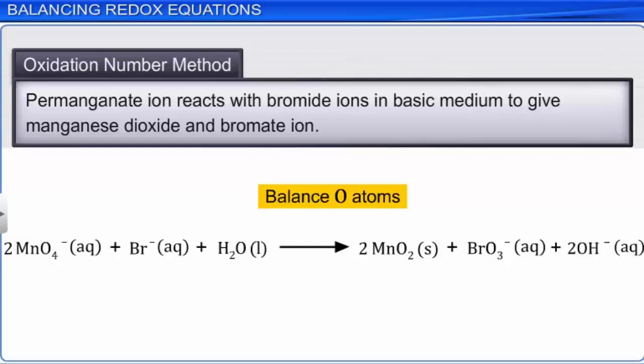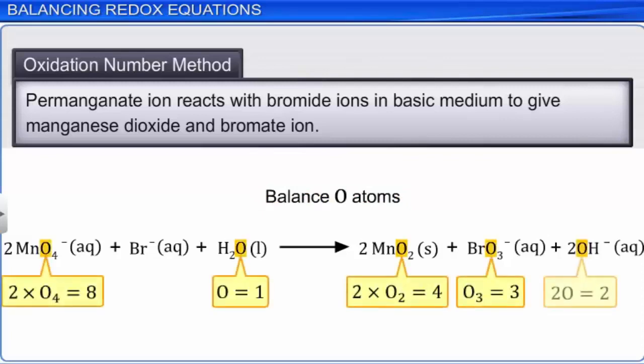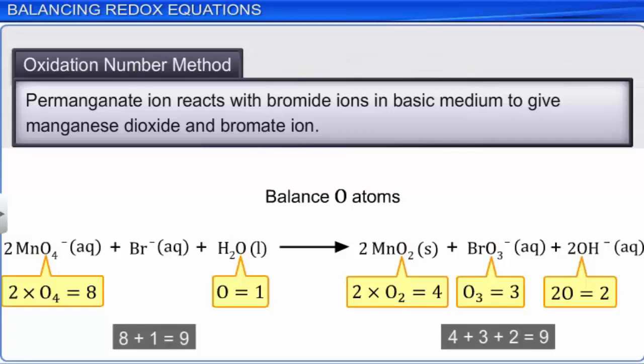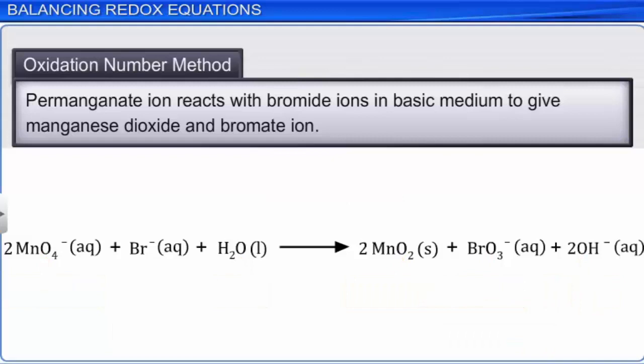In this case, if we count the number of oxygen atoms on either side of the reaction, we can see that there are 9 oxygen atoms present on either side. And thus, the equation represents a balanced redox reaction.